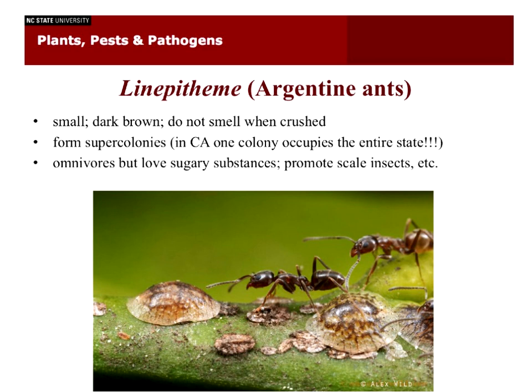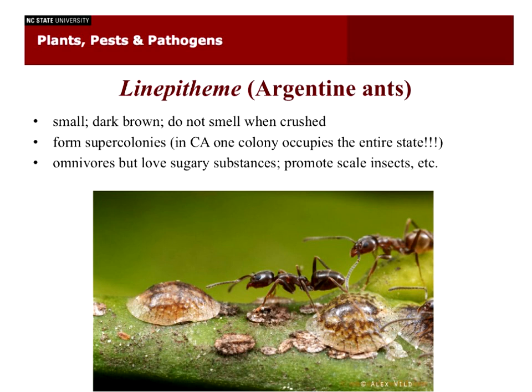Again, they're omnivores, and they love sugary substances. And they have been shown to promote scale insects. So again, treating for ants can sometimes also help for controlling your scale insects and aphids because they drive away natural predators and parasitoids.